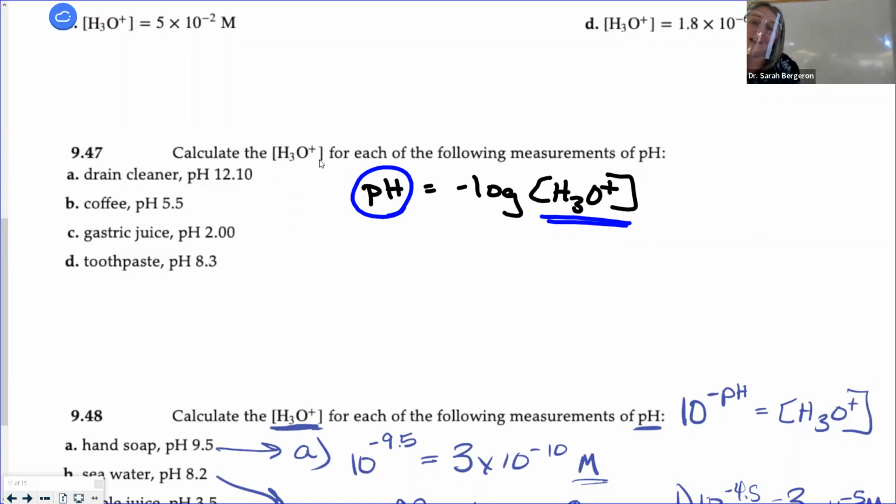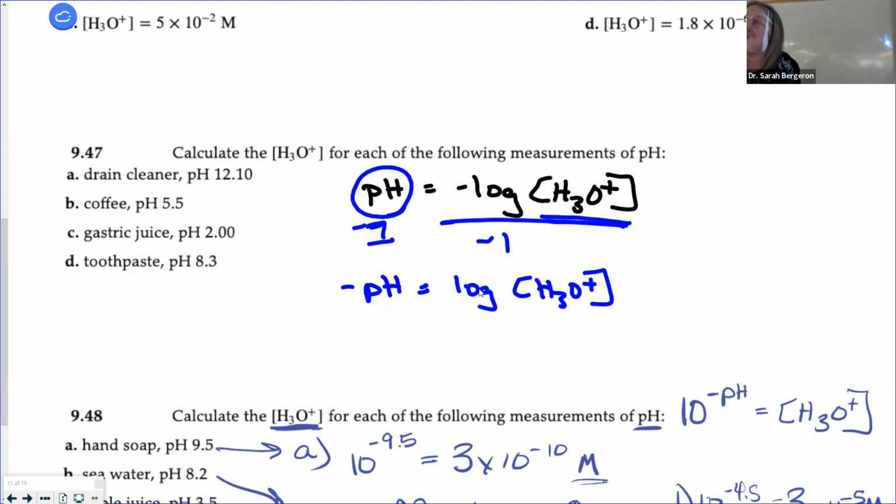So let's isolate it mathematically, right? If I have a negative here, I can divide by -1, and I would get negative pH is equal to the log concentration of H3O plus. What's the opposite of log? Look on your calculator, find log, and look what's above log. What's above log? 10 to the x, right?